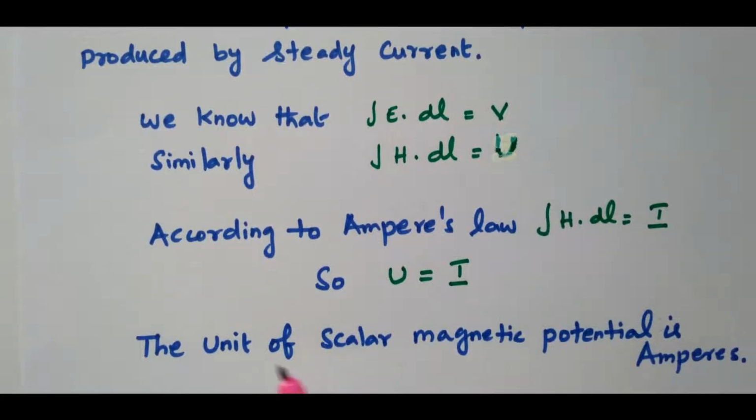So we can represent scalar magnetic potential as nothing but a current. The unit of scalar magnetic potential is amperes, right? So we conclude that U equal to I. The unit is amperes. Now we'll see the vector magnetic potential.